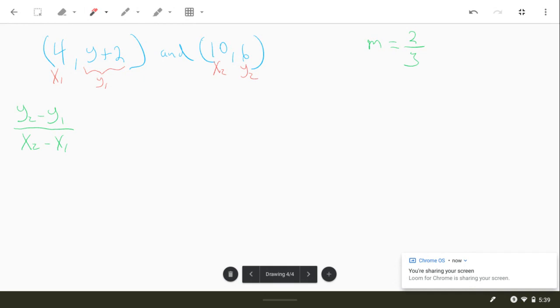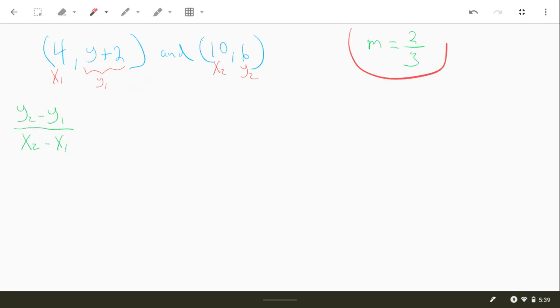All right. So you've got the point (4, y + 2). That's all the y coordinate. And (10, 6). The slope between them is supposed to be this 2/3. So let's plug them in. y2 is equal to 6 minus y1.